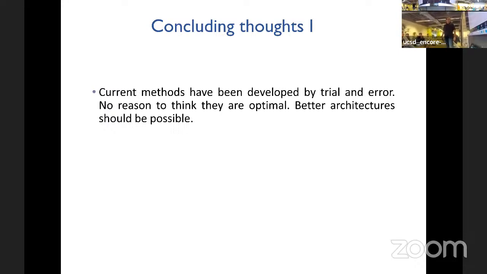And maybe I'll have a few concluding thoughts. First is that current methods have been developed by trial and error. There is really no reason to think that they're optimal. We should be able to do better. ChatGPT has like 1 trillion parameters. There is really no reason to think that couldn't be reduced to maybe a billion.